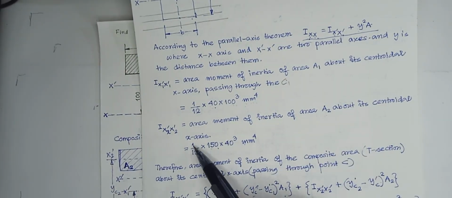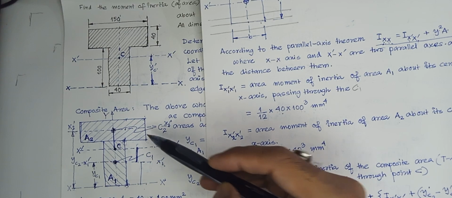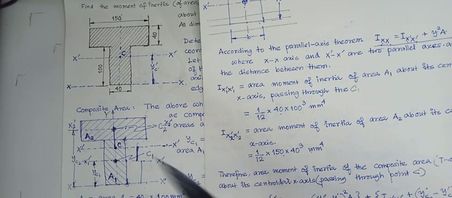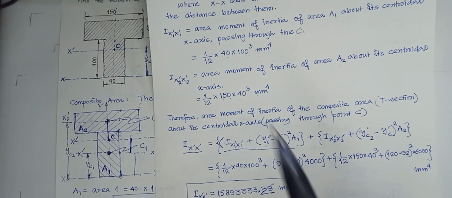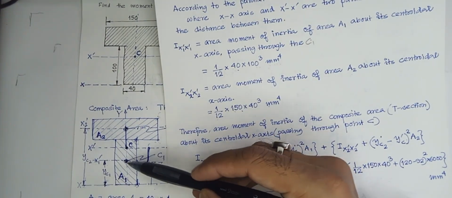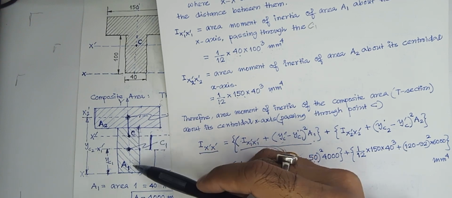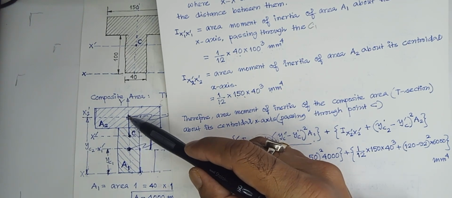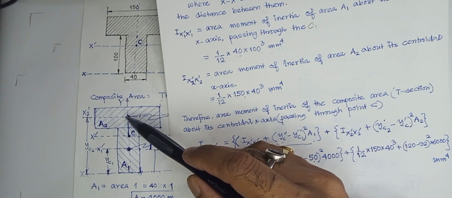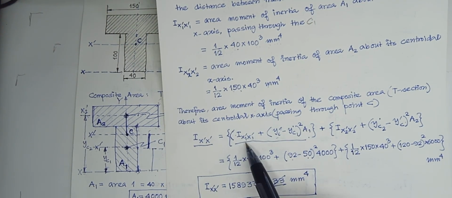Okay, so that is 1 by 12 times 150 into 40 cube, so 150 is the length and 40 is the width, so bh cube by 12, that I have done, in millimeter to the power 4. Next, therefore I know the moment of inertia of the area about its centroidal x-axis. Now I will transfer using the parallel axis theorem.